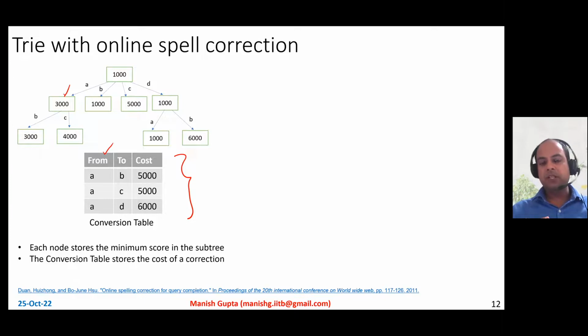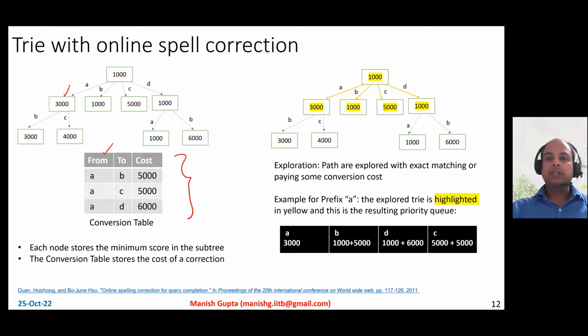So each node is basically going to store a score in the trie, which says how good that particular candidate is in terms of showing it as a query to the user, right? And then you also have a conversion table, as you see here. Now, when you apply the conversion rules, you incur a cost. So if you were to predict A itself that the user has typed, there is no conversion cost because, hey, the user typed A. So therefore, the score of the suggestion A is 3000.